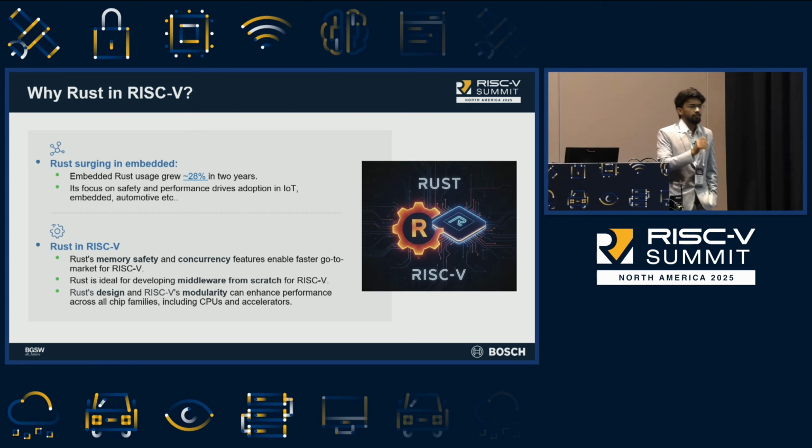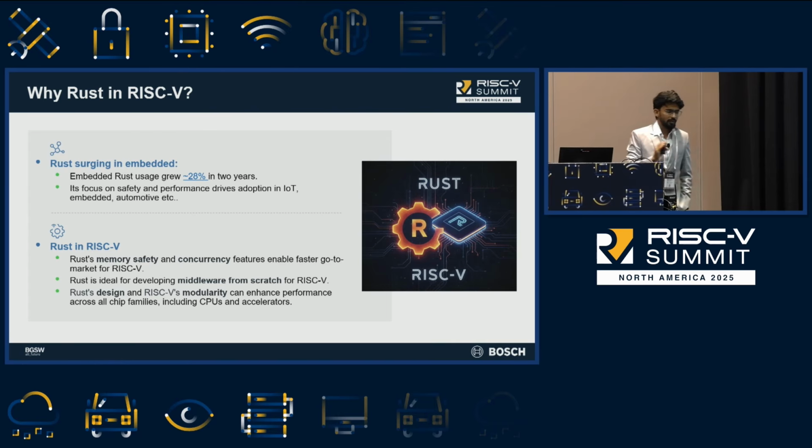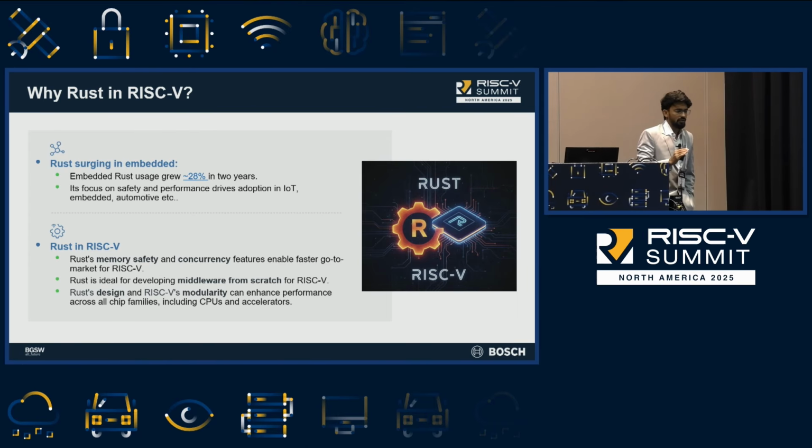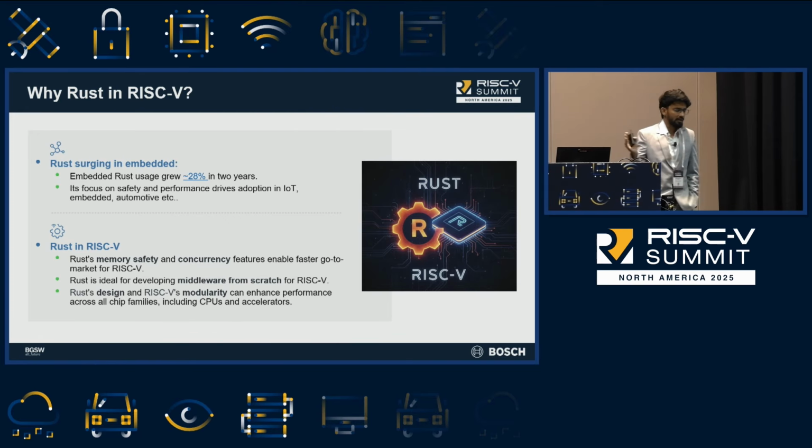So we decided to build the entire software stack for RISC-V. Then there was also the question of which language to choose. Rust was a popular choice among us. Why? Because Rust has already taken over 25% of market share, and because of its safety and performance, it has entered the IoT, embedded and automotive markets.